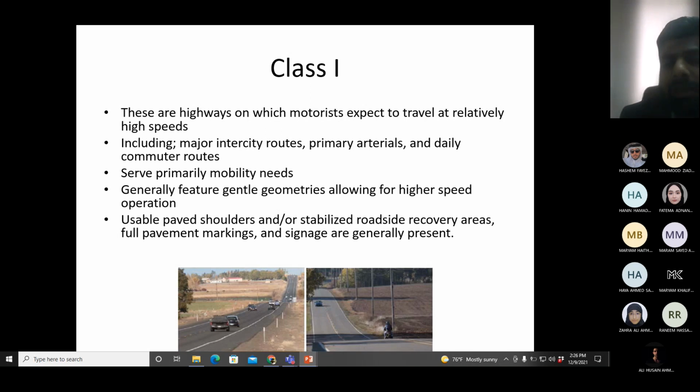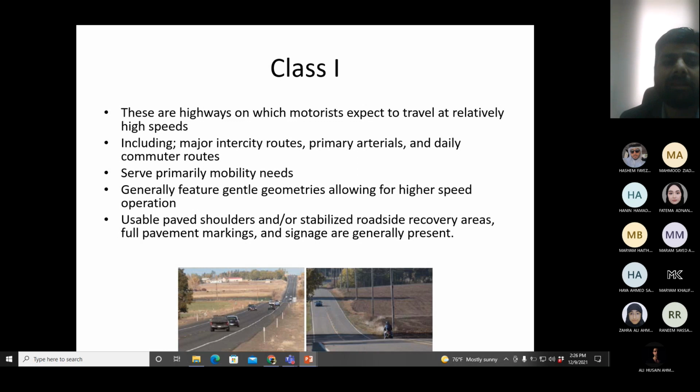Class 1 are those highways which are designed for higher speeds. They are normally used for connecting different cities to each other. Their functional class is arterial, and they are used mainly by daily commuters, people who travel daily between different cities. They will use class 1 arterial.